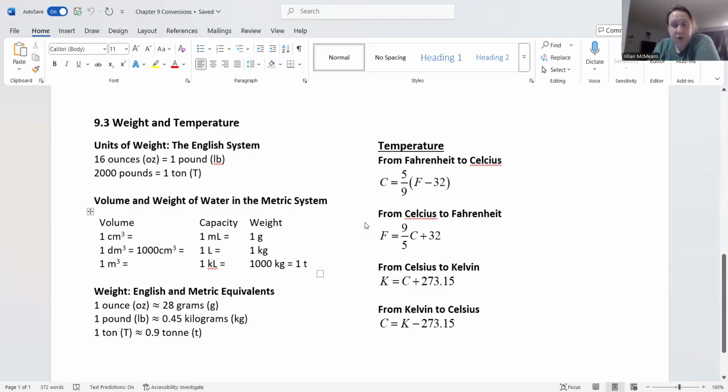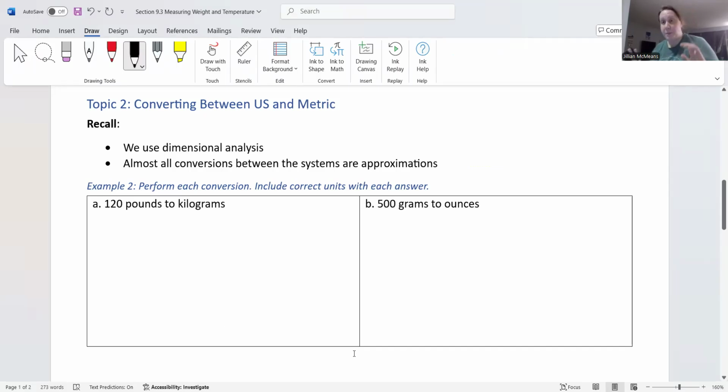So let's go back to the worksheet. I do apologize for flipping back and forth. This is just the best setup I have for my technology. It's not ideal, but it gets the job done. Okay, so we need to remember that 1 pound is approximately 0.45 kilograms, and 1 ounce is approximately 28 grams. Those are the two conversions we're going to need for these two problems, okay?